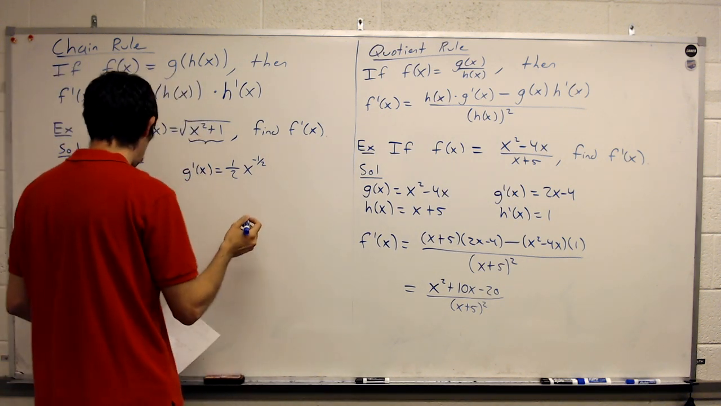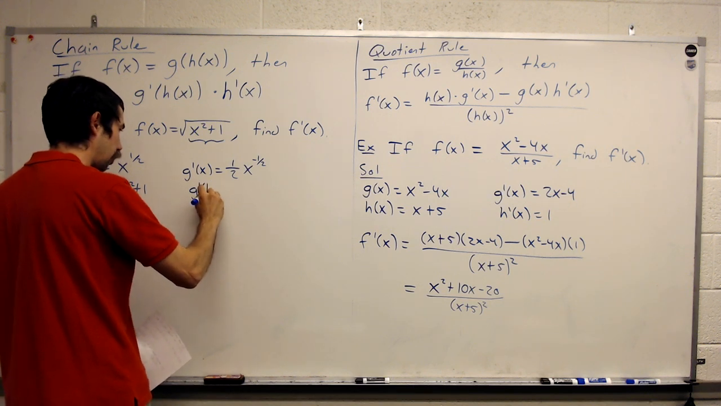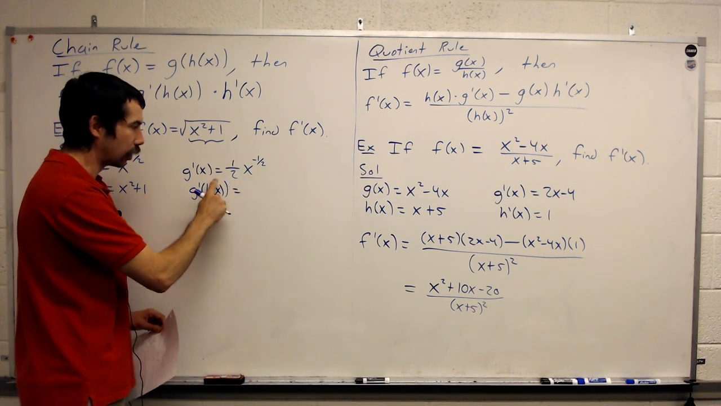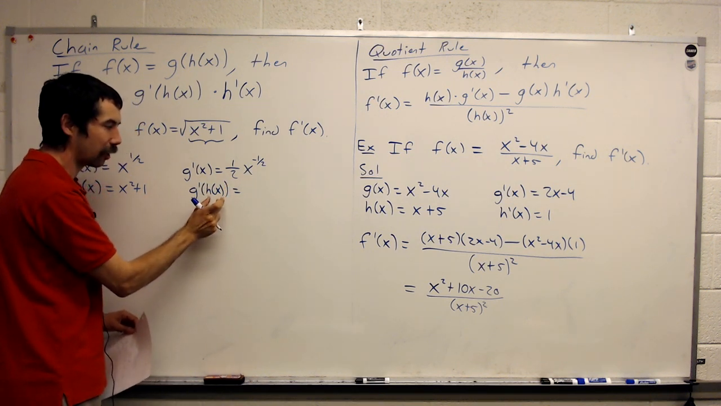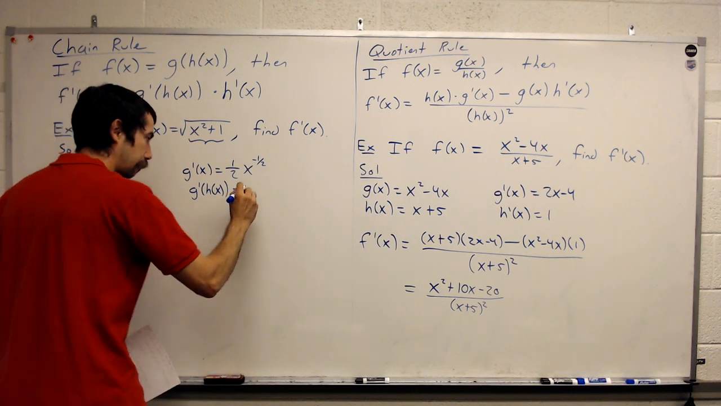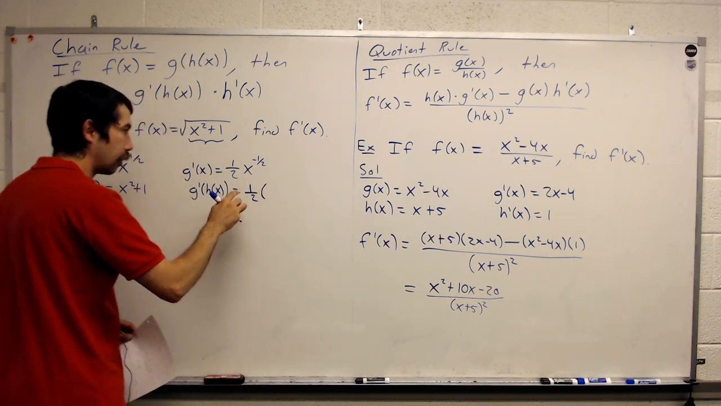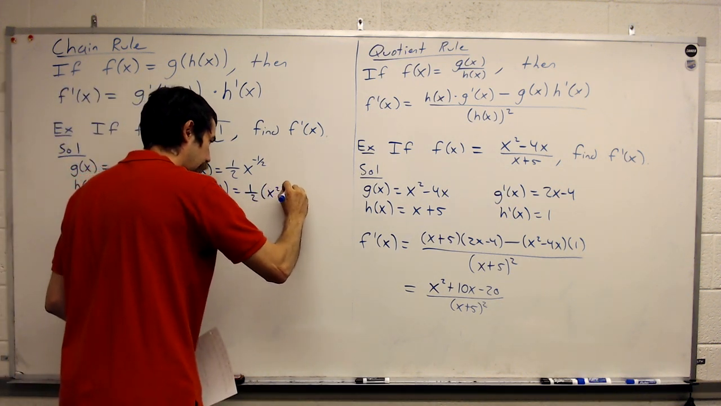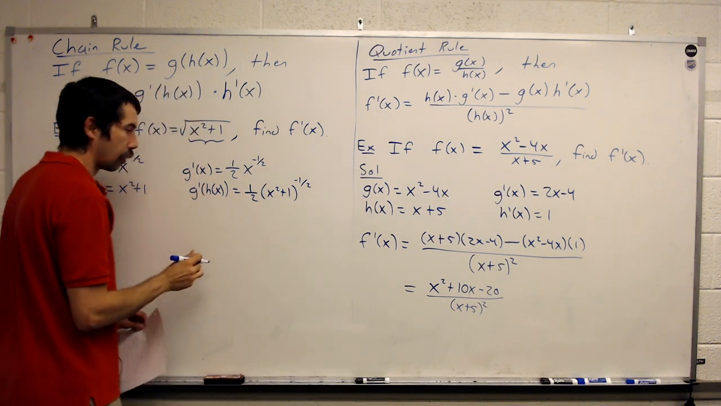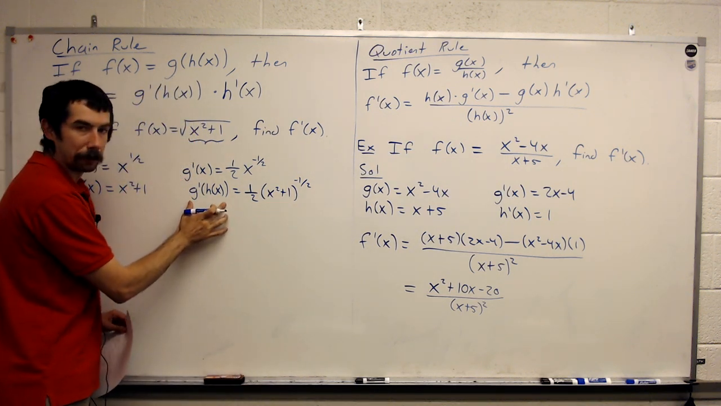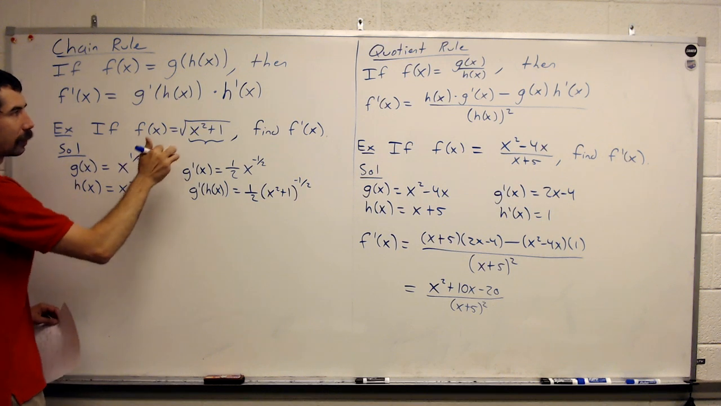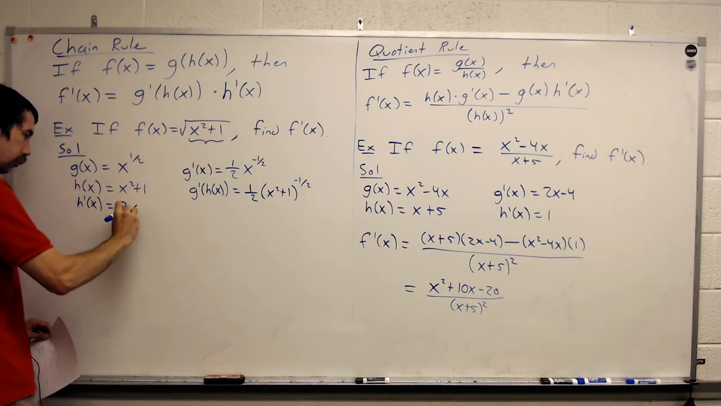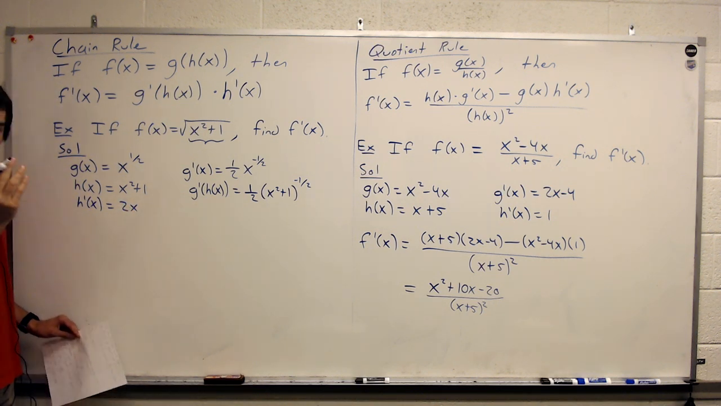All right, so I guess I'll use this space here. g prime of h of x. How do we do that? Wherever we see an x in our g prime function, we're going to replace it with the entire h of x function. We see an x right there. We're going to replace it with this. All right, this is g prime of h of x. What else do we need? We need h prime of x. h prime of x is 2x.